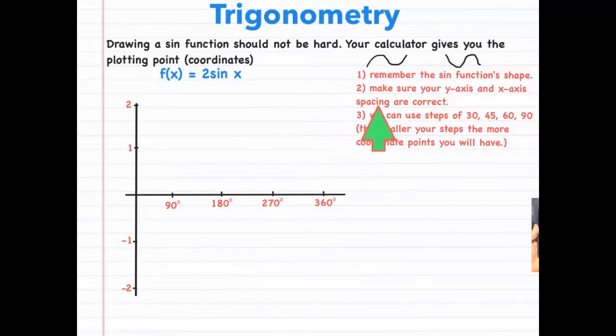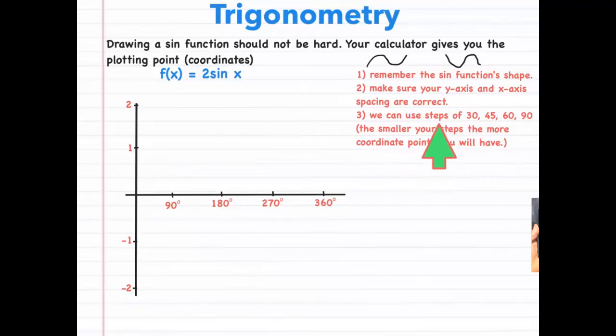And when it is negative, we go down and turn and up and turn and down again, right? Okay, great. Now, make sure your y-axis and x-axis spacing are correct. Make sure these spaces are equal and those spaces are equal. So important if you have to draw it. Sometimes they give you the graphing paper and then it's no problem. Now, we can use steps of 30 degrees, 45 degrees, 60 degrees, or 90 degrees. The smaller your steps, the more coordinate points you will have.